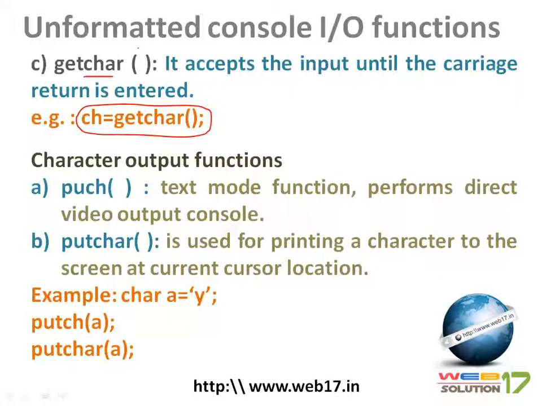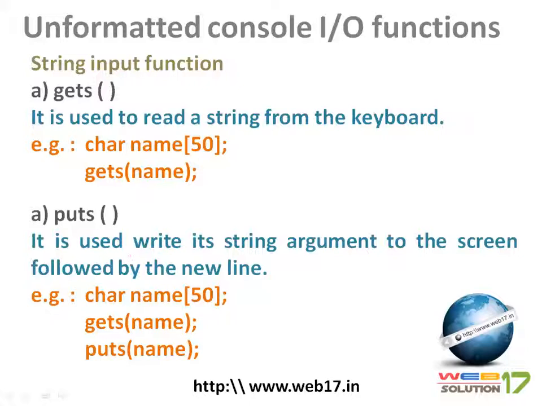Now we have string input functions, that is, gets is used to read a string from the keyboard. For example, we have a string type variable name with 50 spaces to input values, and we use gets(name). It means when we input the string, it will be stored in the name variable. Similarly, puts is used to write its string argument to the screen. For example, we take a variable name with 50 characters, gets(name) to input the string, and puts(name) for printing the string.